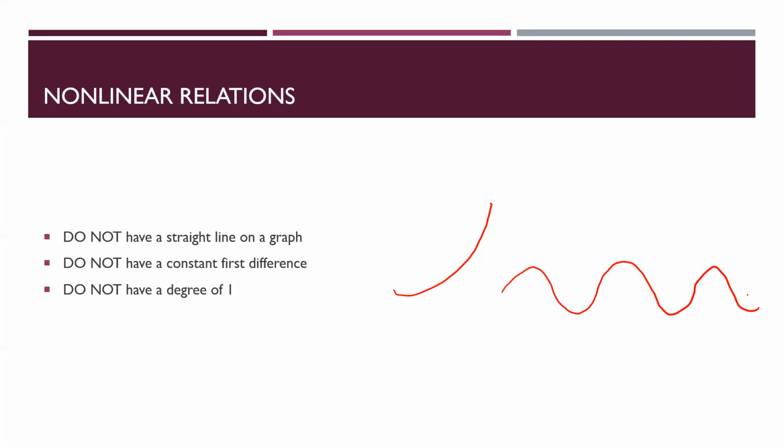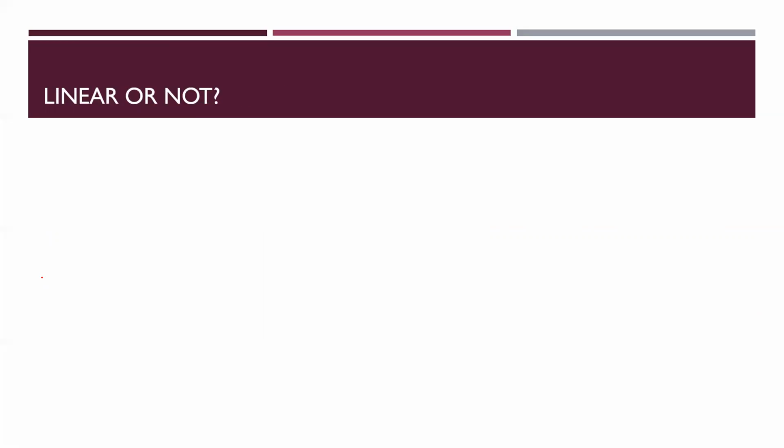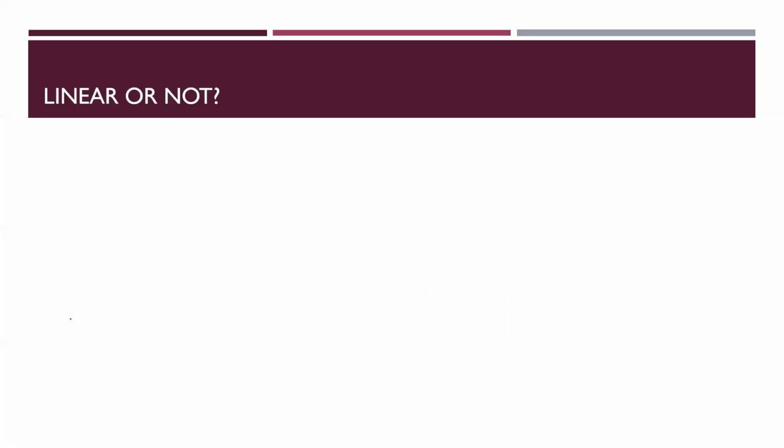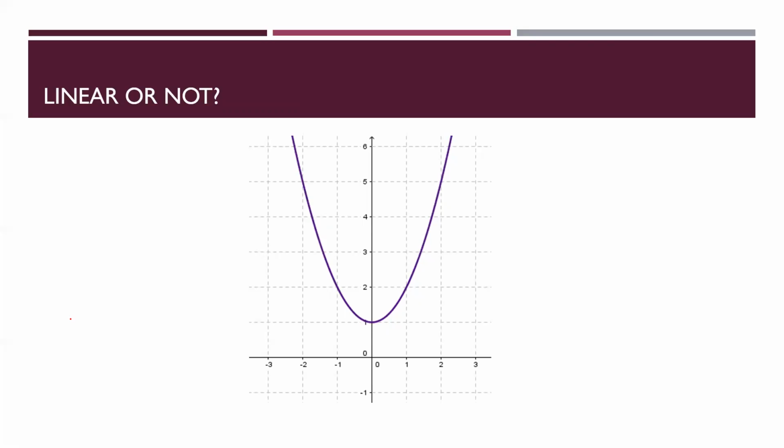So basically, if it's nonlinear, then it doesn't have a straight line, it doesn't have a constant first difference, and it doesn't have a degree of 1. If any of these conditions are met, then you know it's going to be nonlinear, right? So that's kind of the main condition that we see there. Okay, so let's just see, is it linear or nonlinear? We're basically checking, does it meet all 3 of these requirements, right? Because it has to meet all 3 of those requirements, or does it not, right? And then we can decide afterwards.